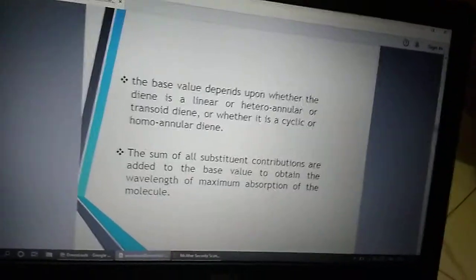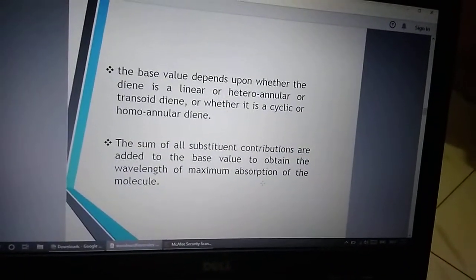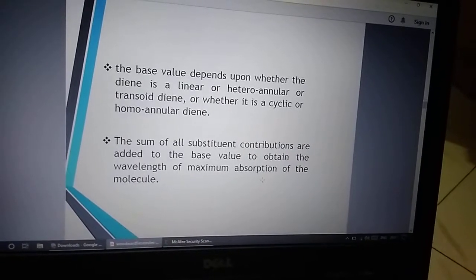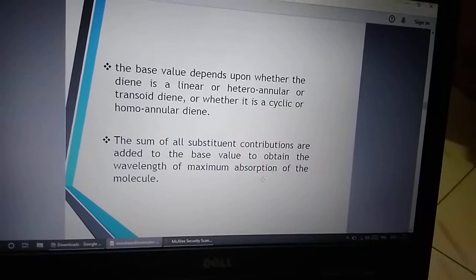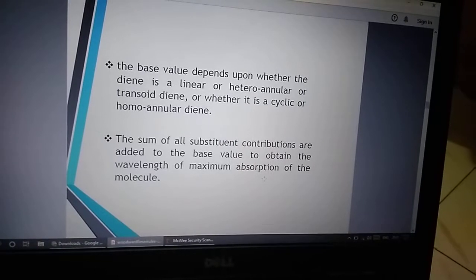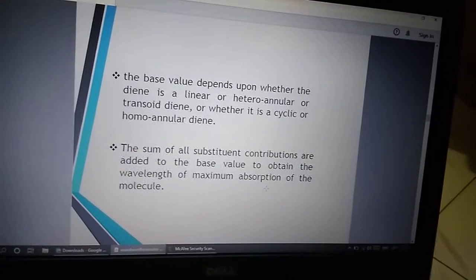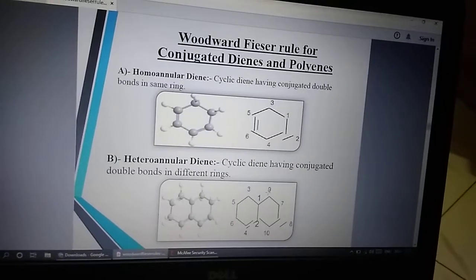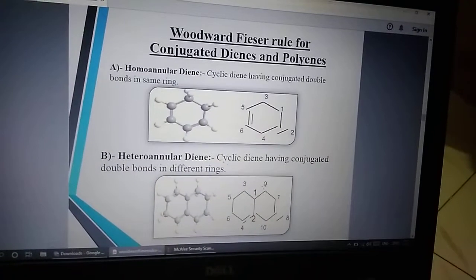The base value also depends on whether the conjugated diene is linear, heteroannular or transoid, or whether it is a cyclic or homoannular diene. So the sum of all substituent contributions is added to the base value to obtain the lambda max. So what is a homoannular diene?